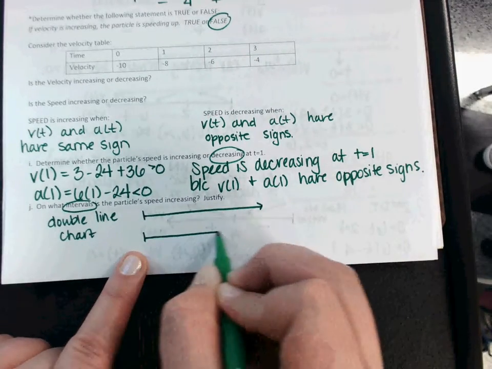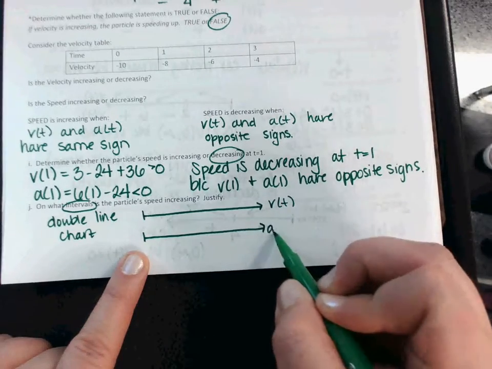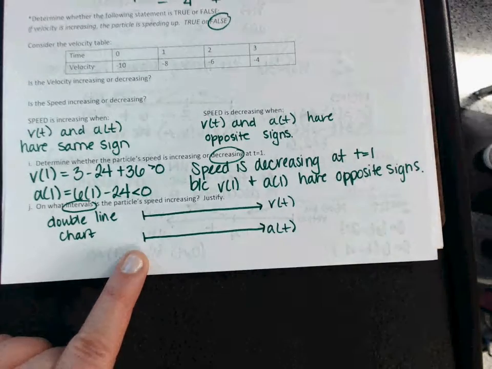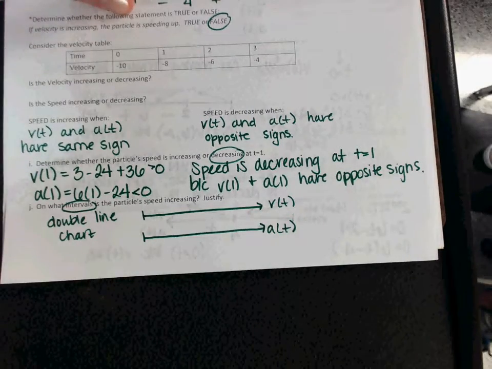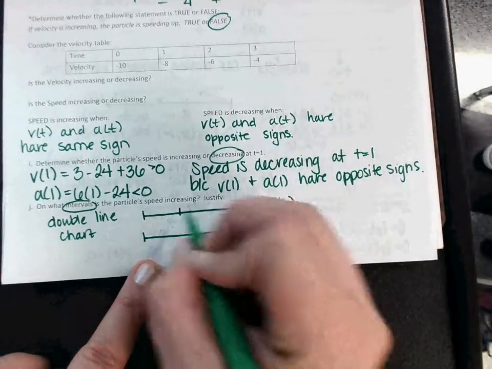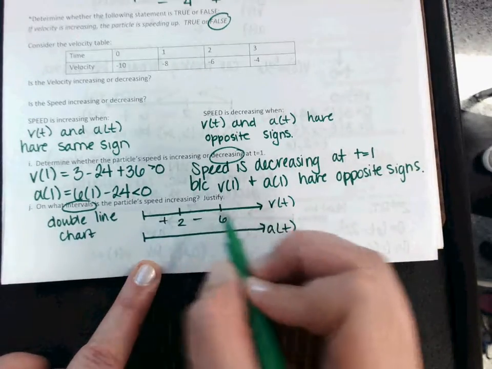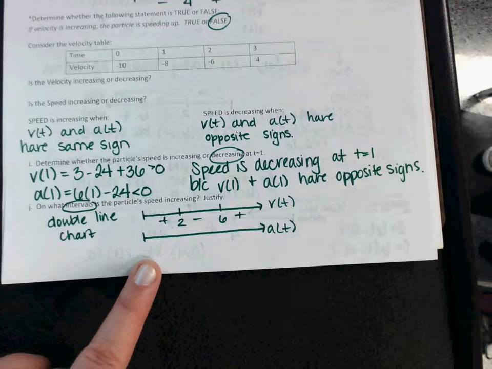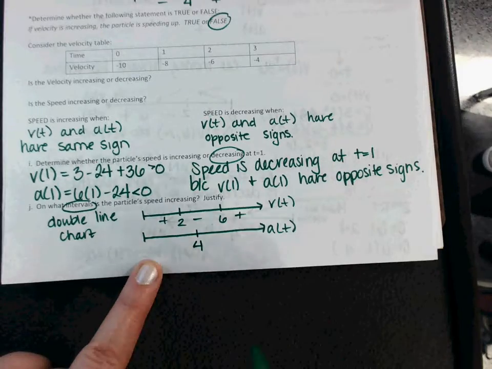So here and here, this is my velocity line chart. This is my acceleration line chart. And I'm just going to copy them from part C and part G. So 2 and 6 are my critical numbers, and it went plus, minus, plus. Then for acceleration, 4 was my critical number, and it went minus, plus.